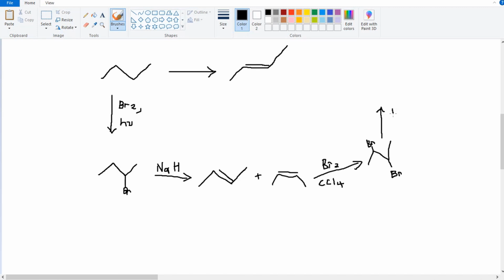So I'll do 1. excess NaNH2. And after you've ripped both those hydrogens away and got the triple bond, then you can follow it up with a little water to neutralize the excess base. Okay. And that's going to give you this bad boy right here.